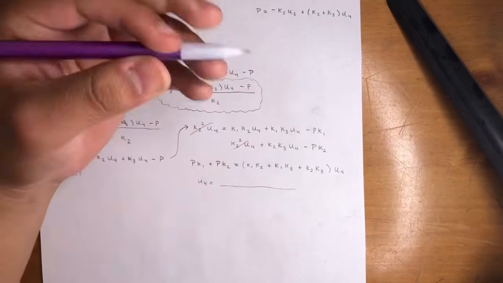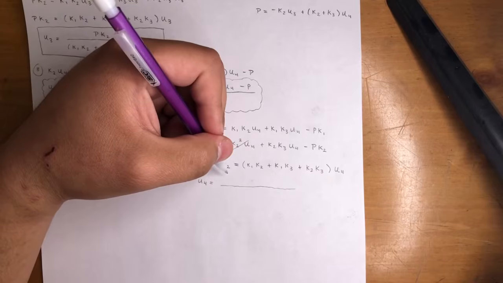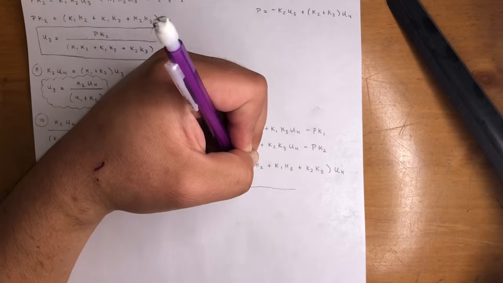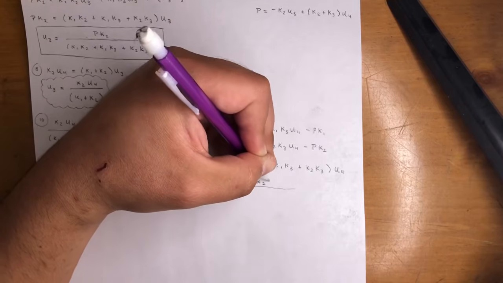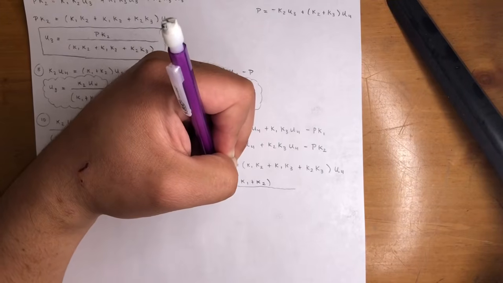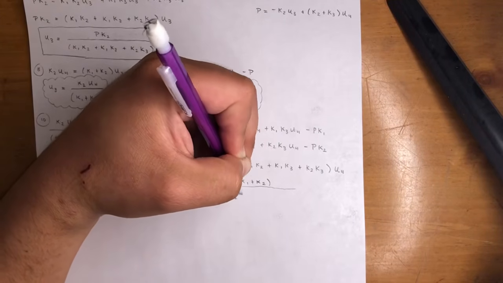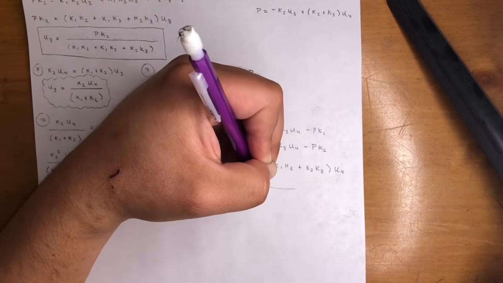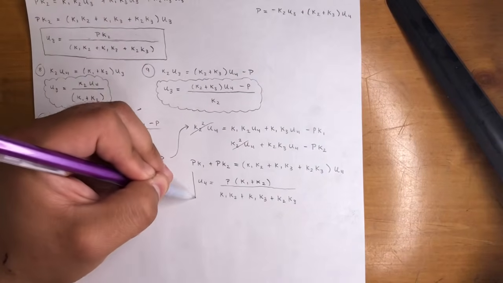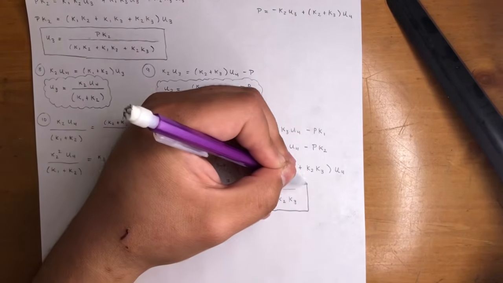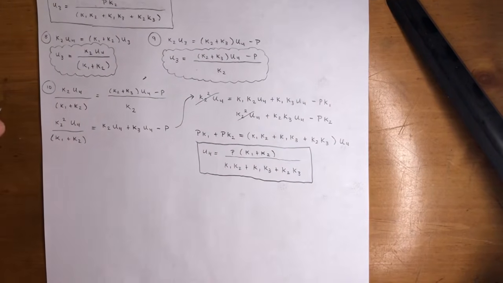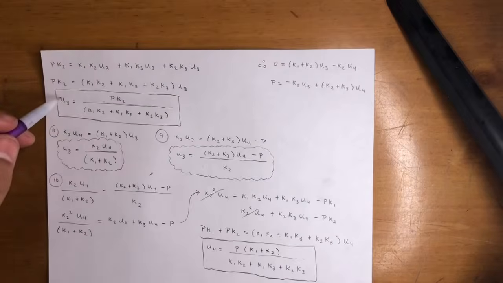I don't want to confuse myself this time. If we put the P's on top, so P times K1 plus K2, I just factored out the P. And then the bottom is K1 K2 plus K1 K3 plus K2 K3. Again, this is the sucky part about theoretical problems when they don't give you values. But cool, we found U3 and U4.